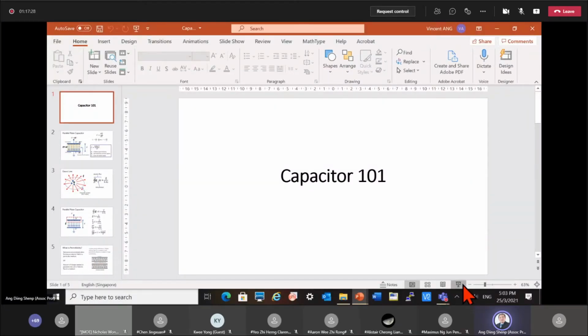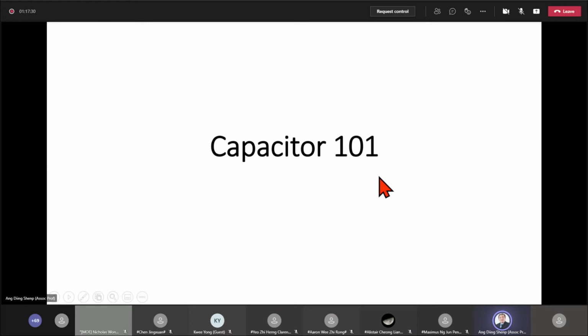Okay, now I call it capacitor 101. So basically, it's a very short discussion, hoping to build some foundation on this concept. It is not exhaustive. There are many things that I have left out. I have only focused on the essential parts. Okay, so what is a capacitor?